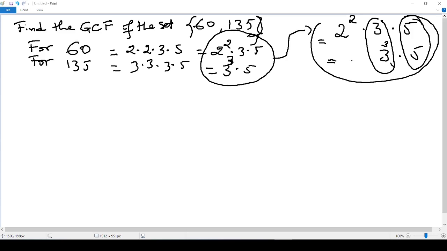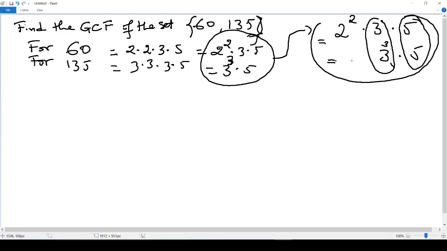So after this step, we go to step 3. If there are no prime factors common to all the numbers, then the GCF equals 1, right? But in this case, there is a common prime factor. So for each common prime factor, we find the smallest exponent that appears on it. This is step 4.